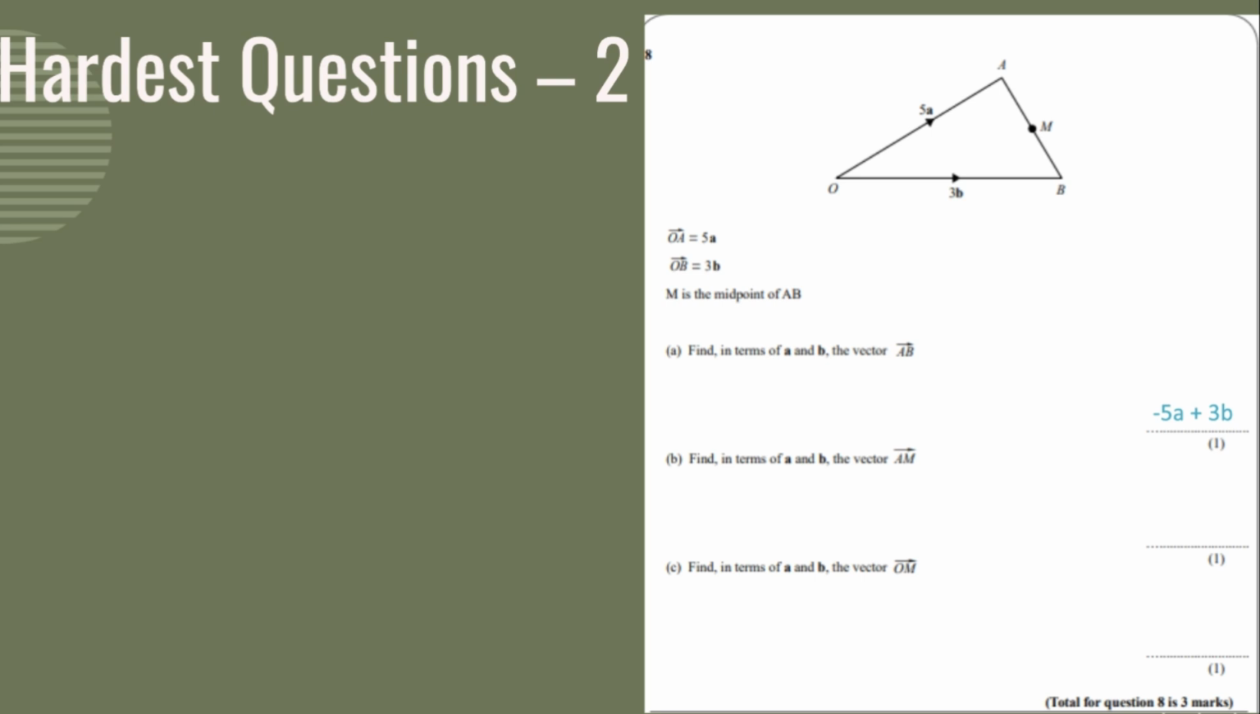Part B, we're asked to find, in terms of a and b, the vector AM. And as we know M is the midpoint, it's simply half the vector AB. So it's minus 5 over 2 a plus 3 over 2 b.